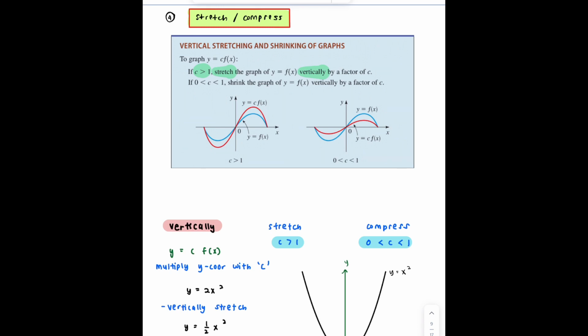Then the second one, if your C is in between 0 and 1, for example 1/2, 1/5, 1/7, then your graph will shrink vertically. Shrink is also similar to compress. Okay, usually madam uses the word compress. So if your C is between 0 and 1, the graph will compress vertically. So this is your original graph. Imagine that you compress your graph vertically. So the graph will be the red color one.